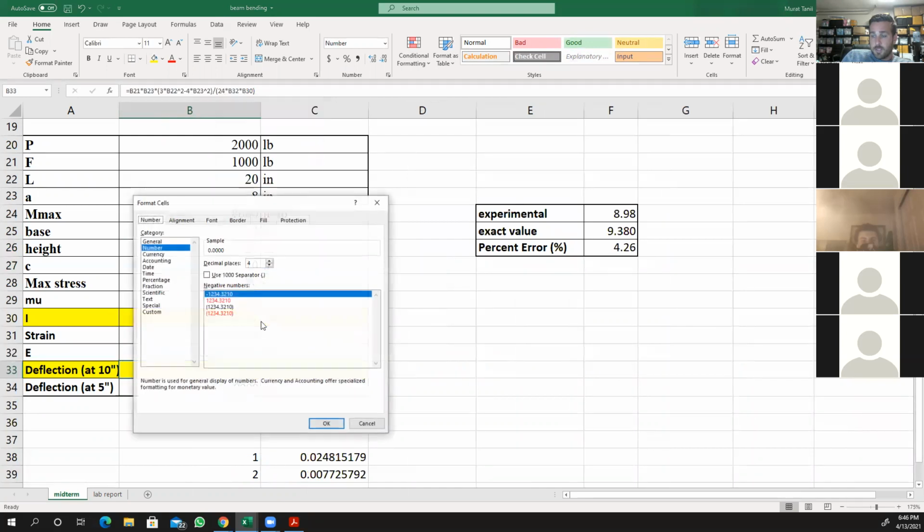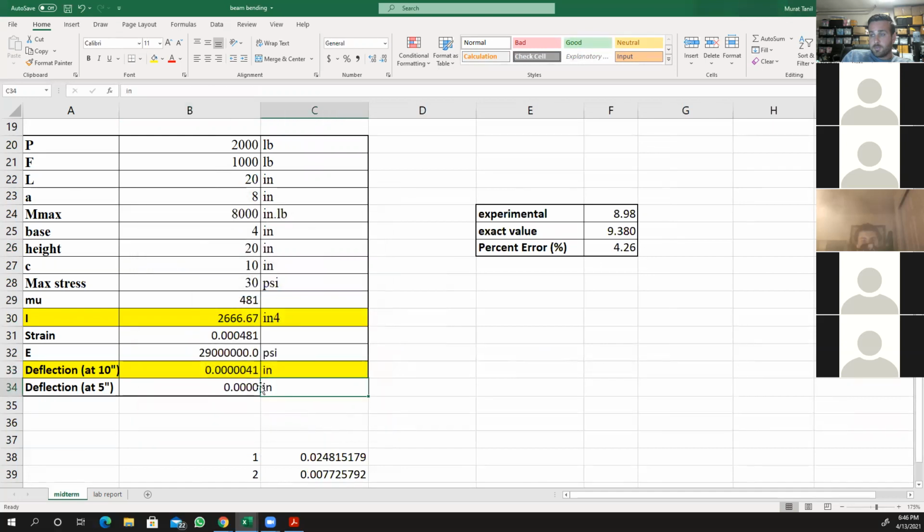Let's format. This is where significant figures come into play. I want to see more decimal places. You see, I just increased the height from 4 inch to 20 inches.